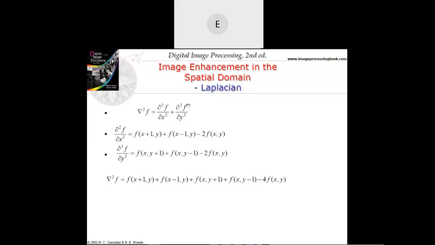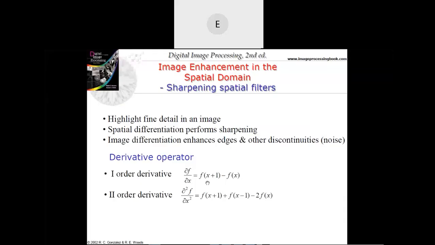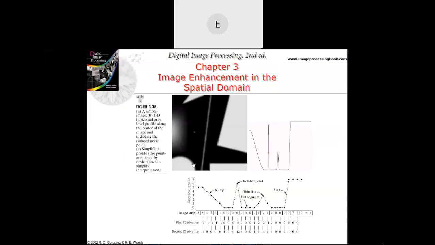Now this is a differentiation operation, but the image is a digital image, therefore I have to apply a difference operation. So let us now use this formula, except that now I also have one more variable y, so I have to be very careful.